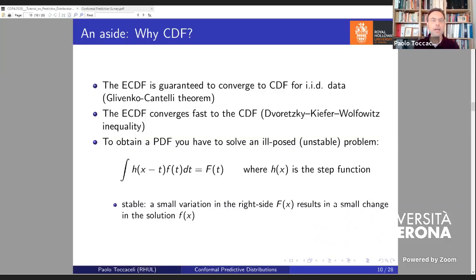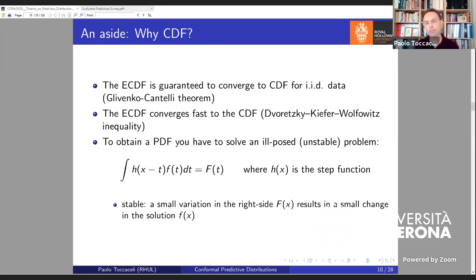And then there's the other fact that the ECDF, the empirical cumulative distribution function, which we can obtain from data, converges fast, because the only thing that we see from reality is data. We are not seeing distributions. The ECDF converges fast to the cumulative distribution function, and this is ensured by the Dvoretzky-Kiefer-Wolfowitz inequality.